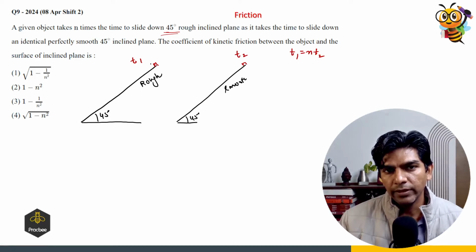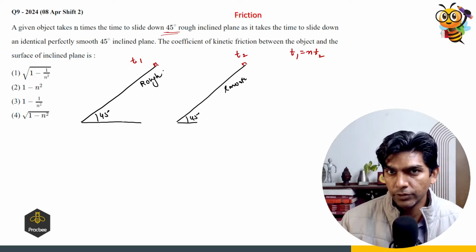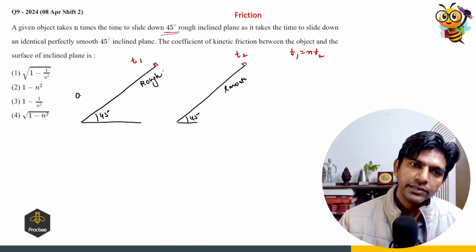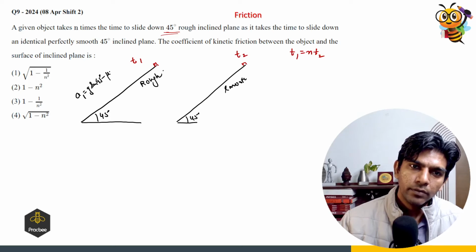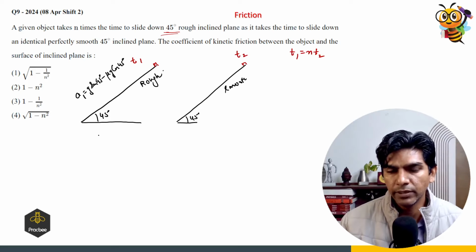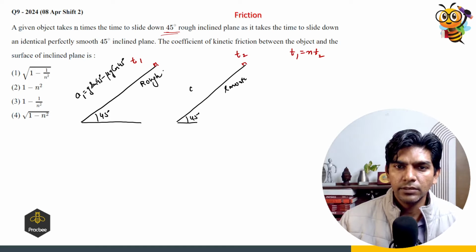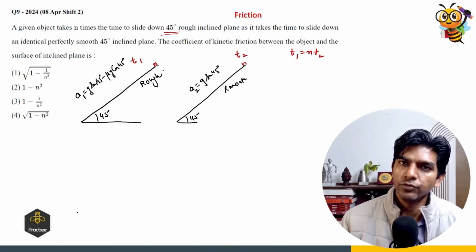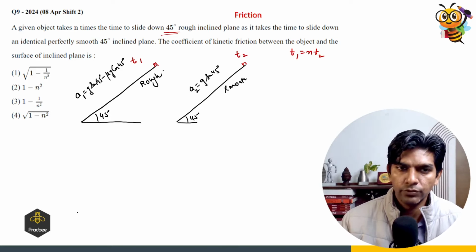So now we have to find the time taken by the block in the first case and the second case. In the first case there has to be a kinetic frictional force. So here acceleration will be g sin 45 degrees minus mu g cos 45, right? Because there will be a frictional force on the incline. And in the second case, the acceleration will be g sin 45 degrees. And sin 45 and cos 45 are 1 by root 2.